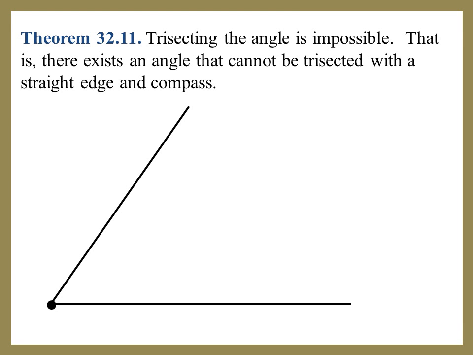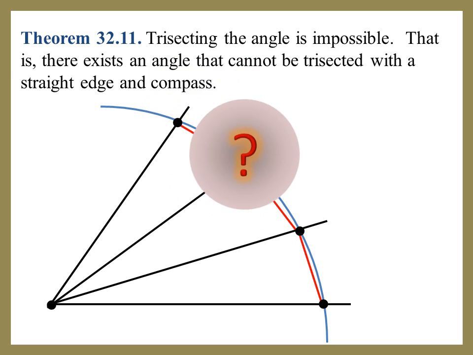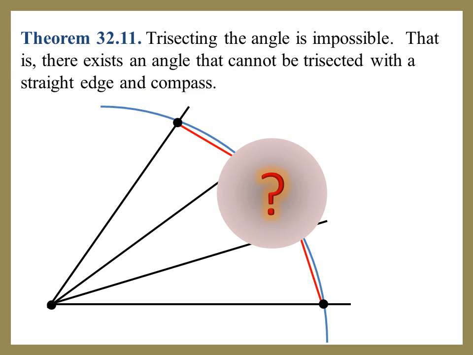Second, trisecting an angle is impossible. That is, there exists an angle that cannot be trisected with a straightedge and compass. This result might seem a bit surprising because we can bisect an angle by Theorem 2, and the construction involves bisecting a line segment, which was accomplished in Theorem 1. We can also trisect a line segment by Theorem 5. However, there is no general straightedge and compass construction to trisect an angle.